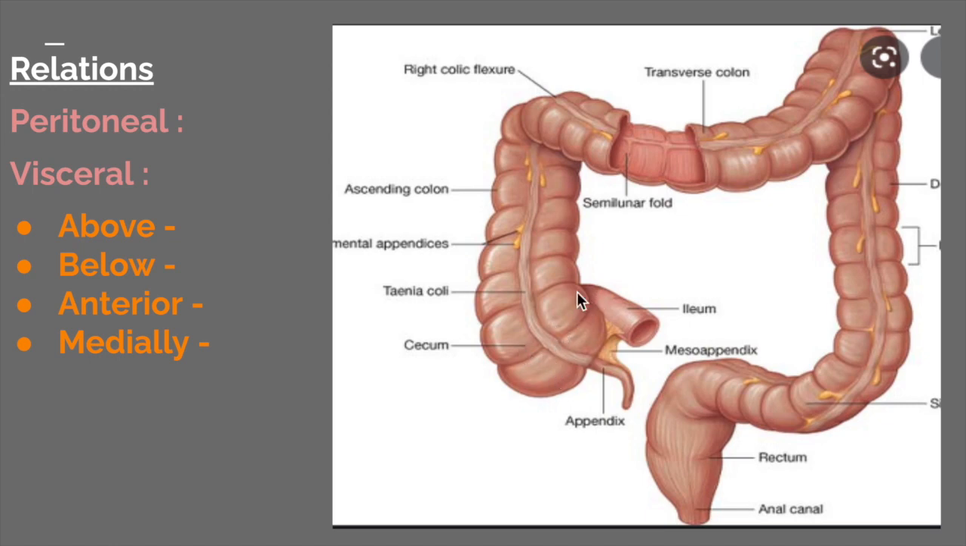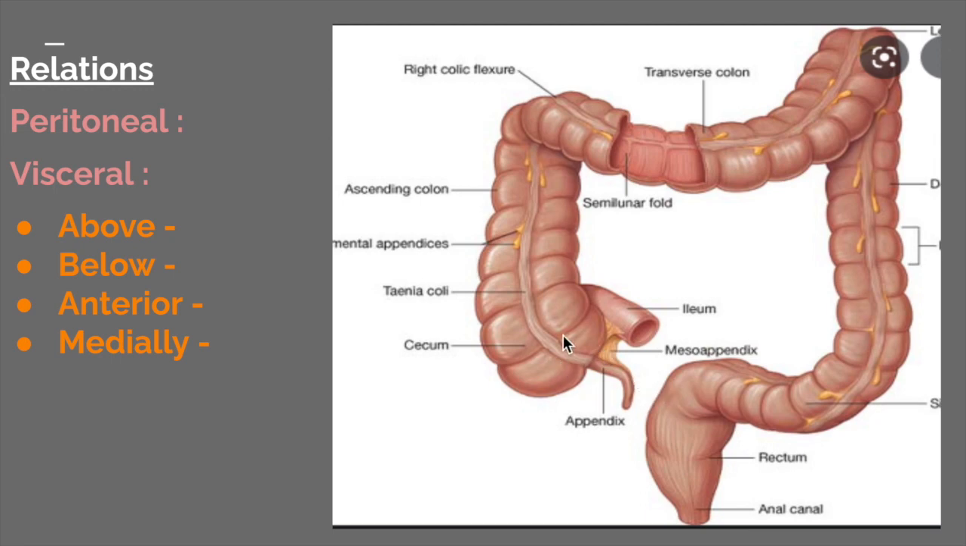Next one, visceral relations. The cecum above continues with the ascending colon. Below it is related to the inguinal ligament here. Anteriorly it is directly related to the anterior abdominal wall, coils of small intestine, and the lower margin of the greater omentum. Next, medial relation: the ileum and appendix. The ileum opens into the cecum through the ileocecal orifice, which opens on the posteromedial aspect of the cecum. This ileocecal orifice opens exactly at the level of the right lateral plane and transtubercular plane. 2 centimeters below this junction, there is the opening of the appendix on the posteromedial aspect.